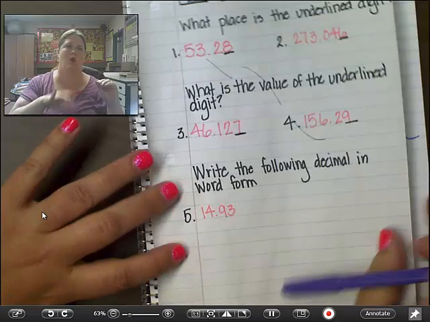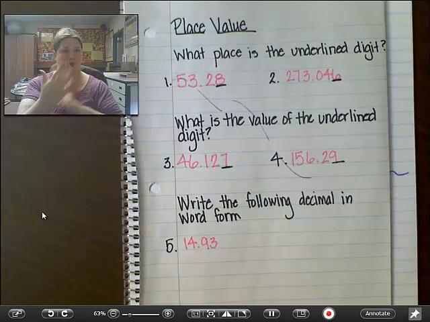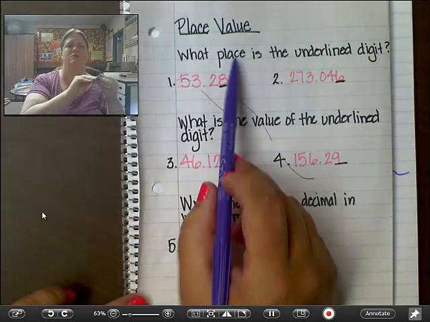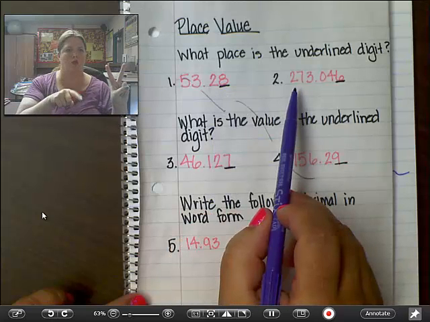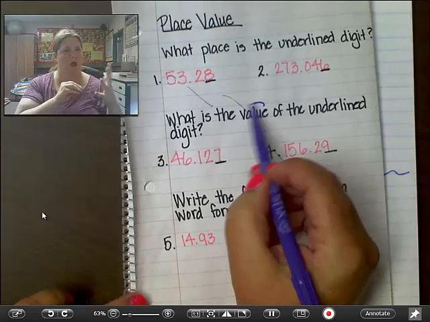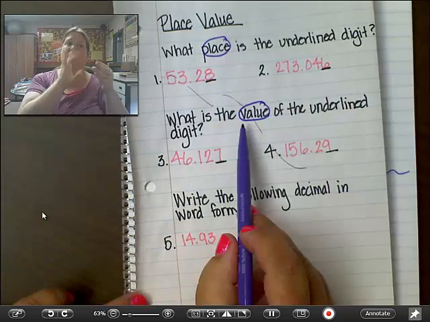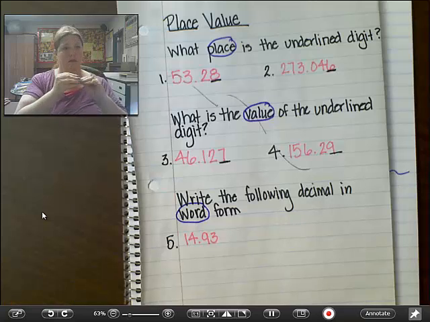Okay. Here again is the assignment that you need to have done when you come to class in the morning. Again, do not copy. Just number 1, tell me what the place of the underlined digit is. Same thing for number 2. Number 3, we changed to value. So 1 and 2 place, 3 and 4 value, number 5 word form. Make sure you don't forget this tomorrow.